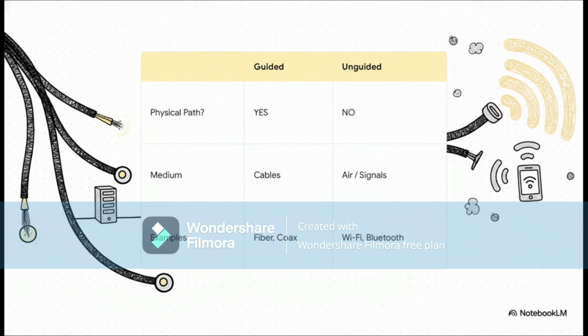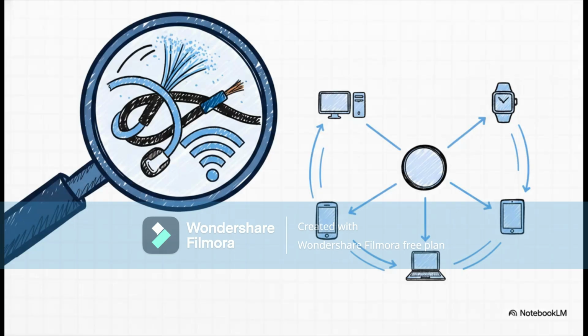And the examples just fall into place, right? Physical things like fiber and coax for guided, and all the wireless tech like Wi-Fi and Bluetooth for unguided. It really is that simple. Okay, deep breath. We've looked at the individual pieces, and we've compared them. So now let's zoom out and put the whole puzzle together so you can see the big picture.